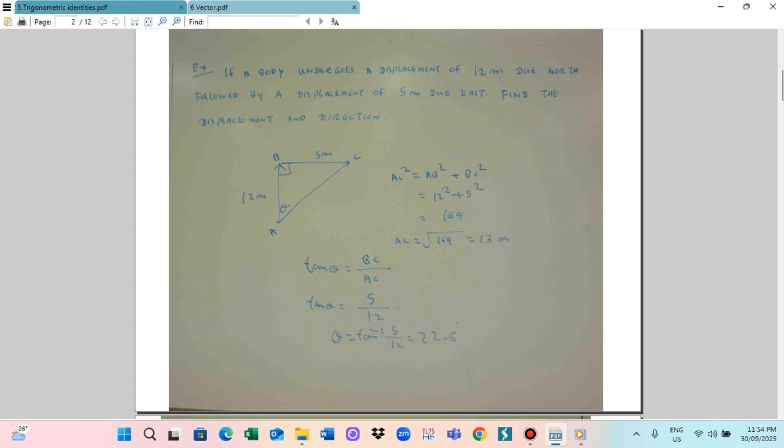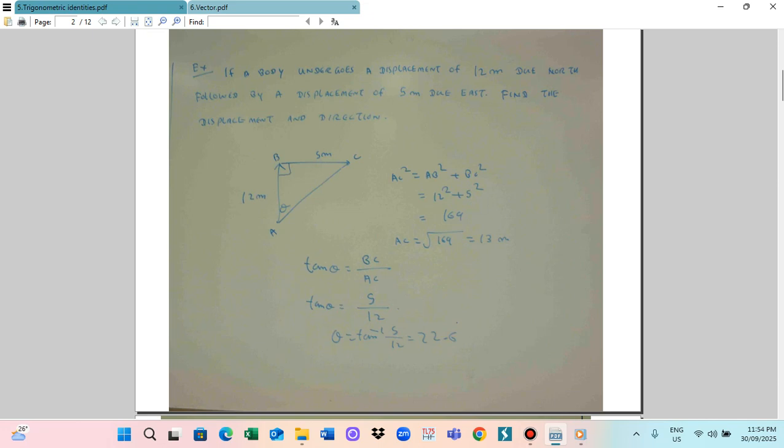You can calculate AC. This is a right angle triangle, so we use the Pythagoras theorem. AC square is equal to AB square plus BC square. So AB is 12 square plus 5 square, and you get 169. So AC is equal to square root of 169, so you get 13 meter.